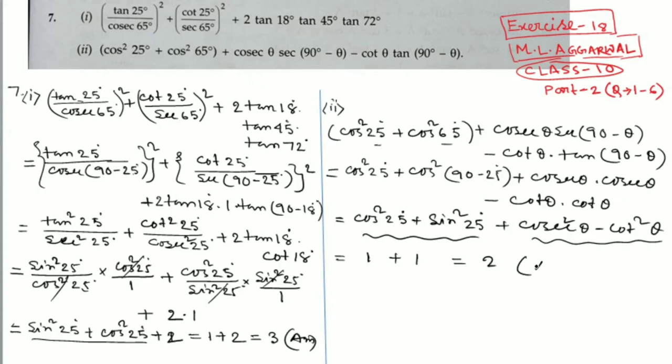so the answer will be 2. Okay. And the next problem is, prove the following identities, 8 to 26, where the angles involved are acute angles for which the trigonometric ratios are defined. Take (sec a plus tan a) into (1 minus sin a) is equal to cos a. We have to prove it. Okay. So this is the left hand side and this is the right hand side. We have to prove left hand side is equal to right hand side.